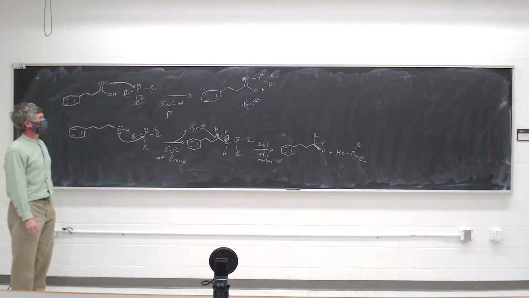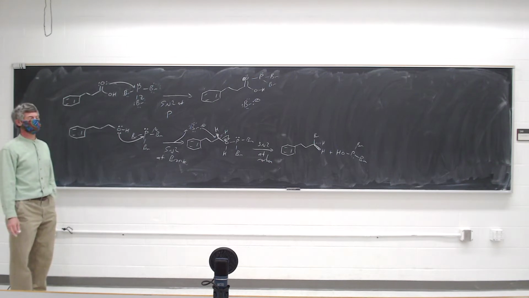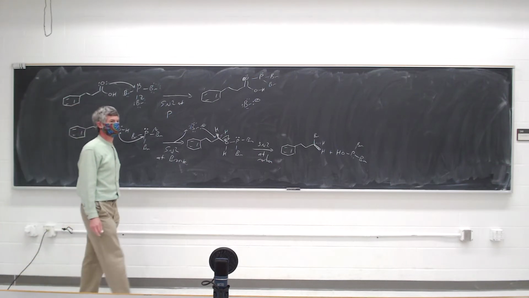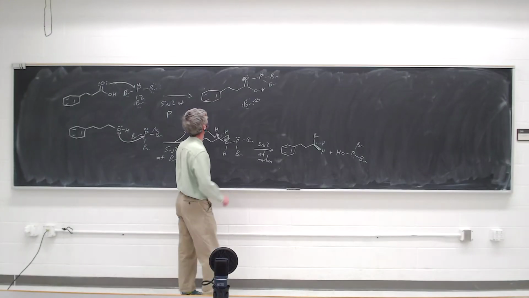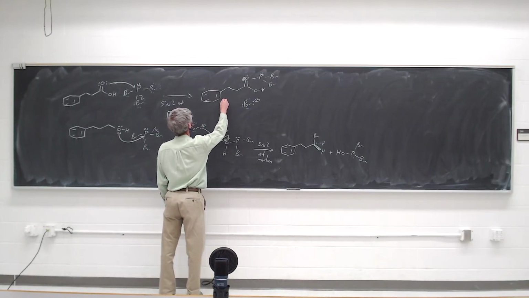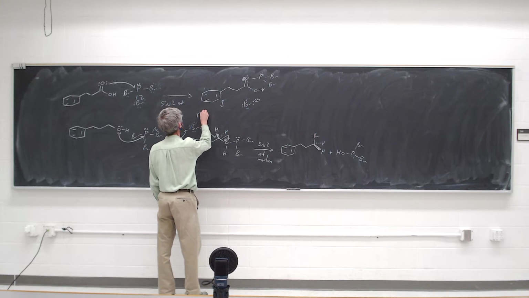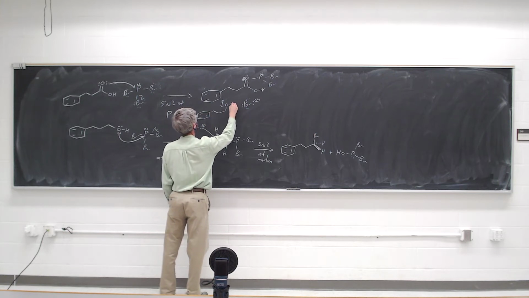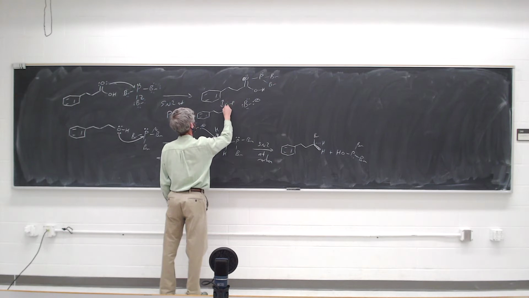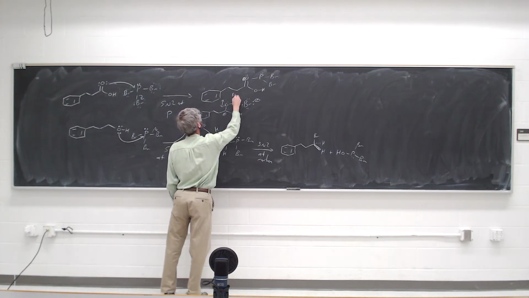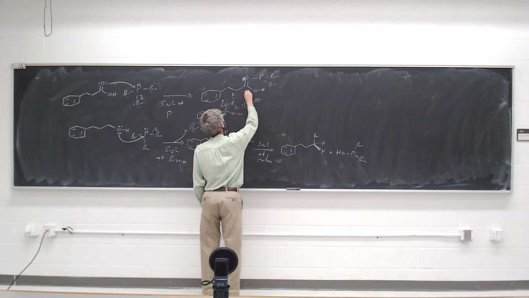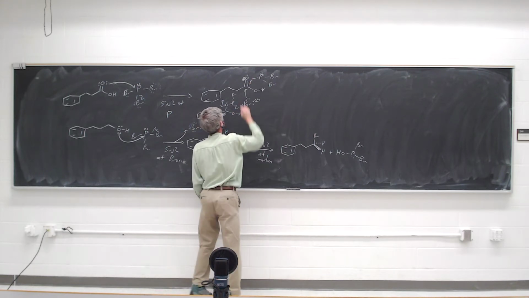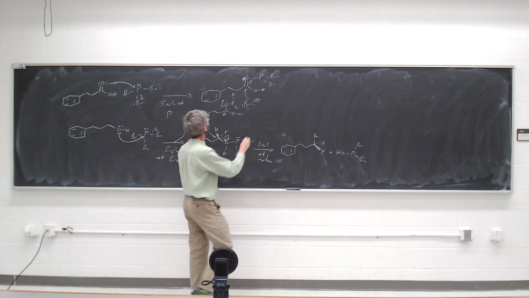What's the next step? When in doubt, draw the minor resonance structure. Will it attack the carbonyl carbon? It will attack the carbonyl carbon because there's positive charge on it in this resonance structure. So this step is not an SN2 reaction.